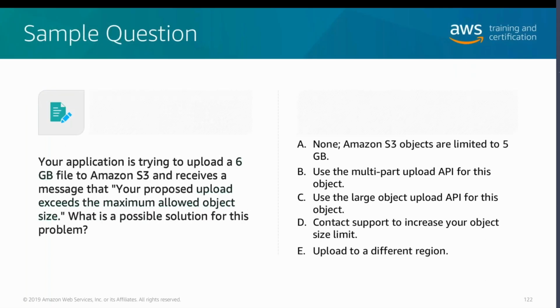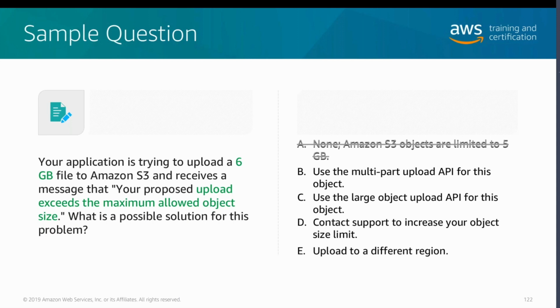So, your application's trying to upload a 6 gig file to S3 and receives a message that says your proposed upload exceeds the maximum allowable object size. What is the possible solution for this particular problem? So we're getting an error message that says the upload exceeds the maximum allowable object size. What could we do to fix that? Well, S3 object limits are not 5 gigs, they're 5 terabytes for a single object size, so that's not it.